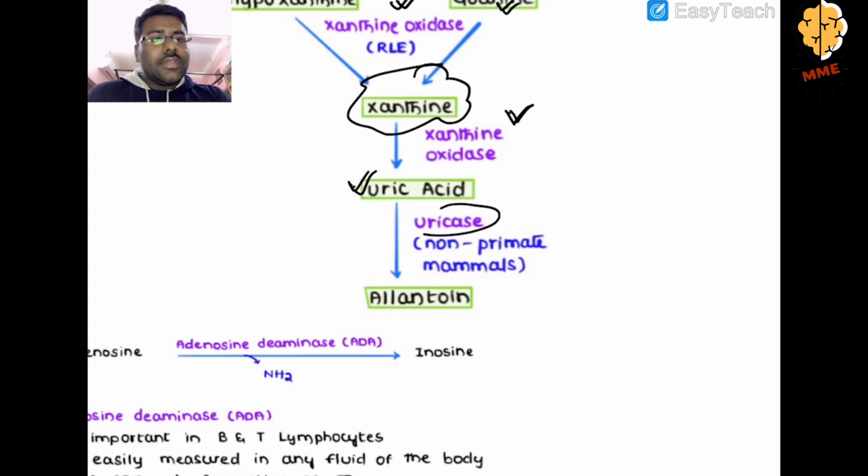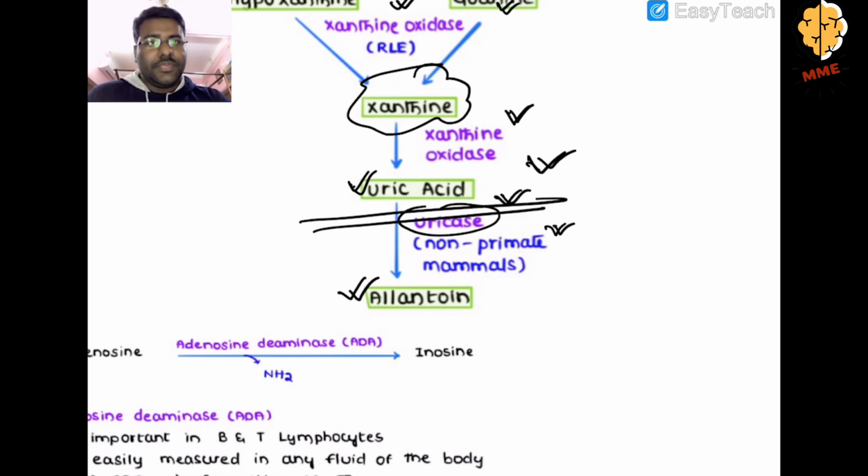And uricase is mainly present in the blood, and if the uricase enzyme acts here, as in non-primate mammals, allantoin is produced. But in the case of humans, the pathway ends at uric acid. Okay.